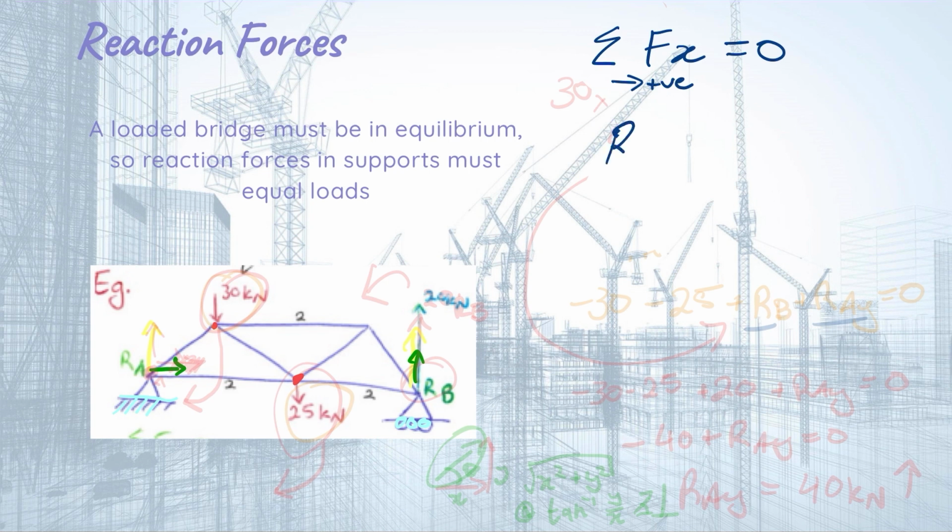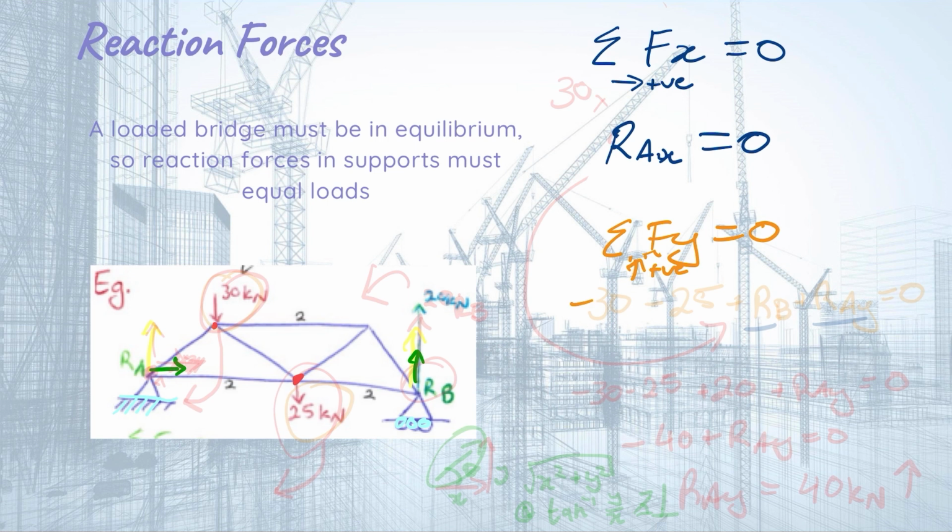So reaction A, X, and then there's no other horizontal forces, so that must equal 0. Excellent, so we found one part of our reaction force. Let's go to the next equation. Sum of forces in the Y must equal to 0, and we'll pick upwards as the positive direction.